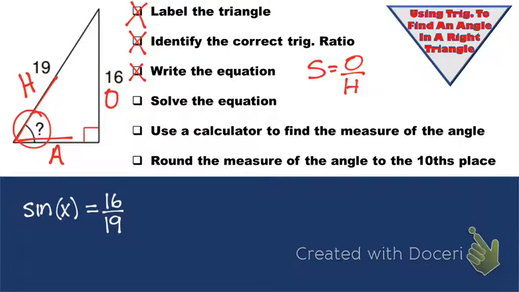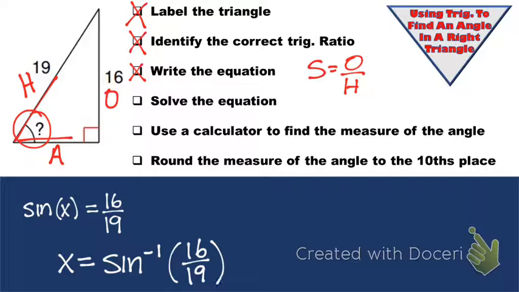On the fourth step, we need to solve the equation. Because I'm using the variable x, I'm going to get x by itself in the equation, and that equation will look like this. I divide both sides by sine, and I end up with x equals the inverse sine of 16 over 19. That is our equation in a form where we can say that we have solved for the variable. Now we need to use our calculator to find the measure of the angle.